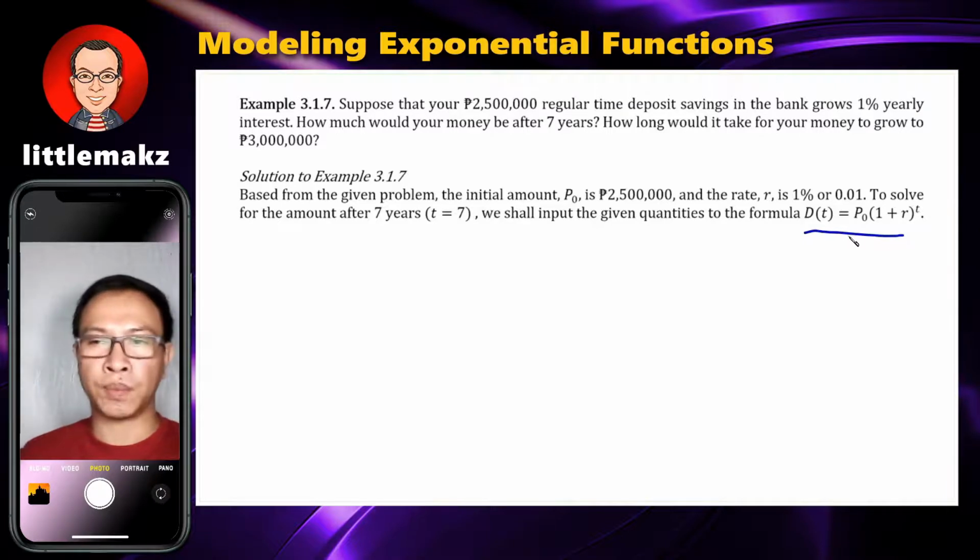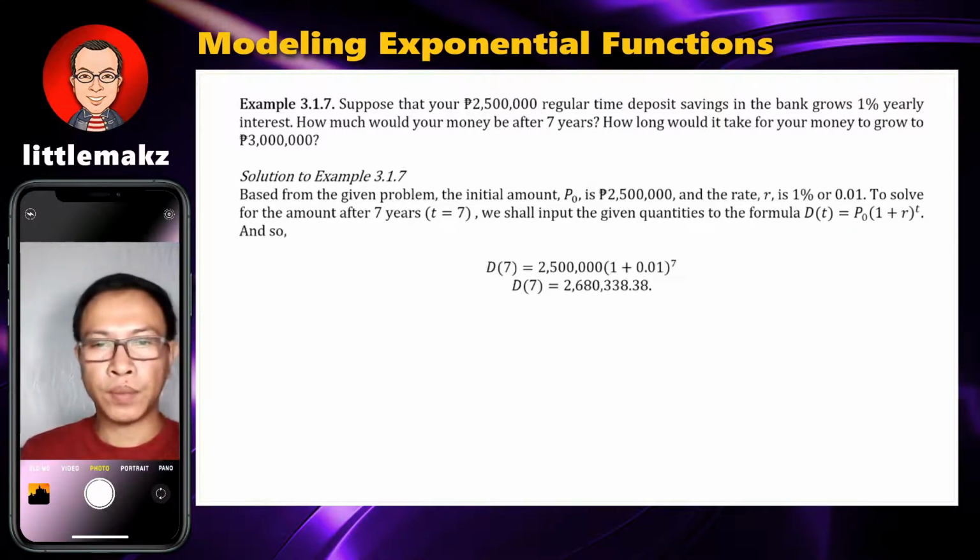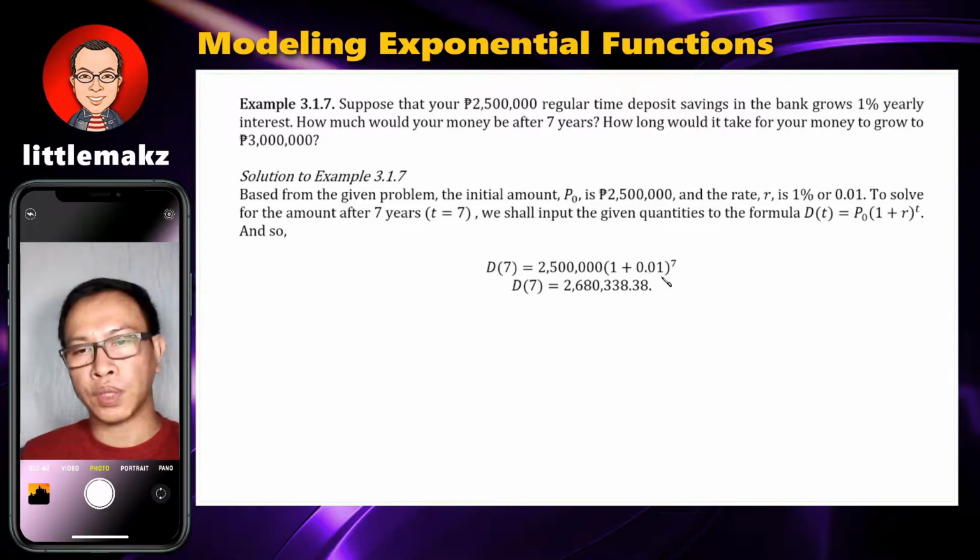d of t is equal to p sub 0 times 1 plus r to the t. So this is our growth factor in that case. Okay? So from there, we plug in our given initial amount, which is 2.5 million. Then we multiply that by our growth factor 1 plus 0.01, and our time here is 7. In that case, the number of years is 7. And you'll get 2,680,338. So you may do that using your calculators.